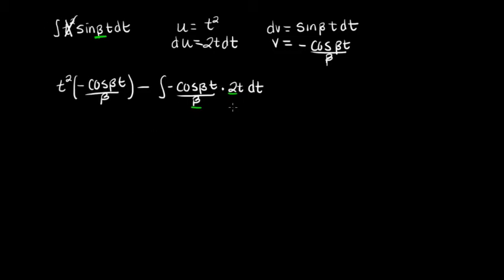So let's just go ahead and rewrite this before we move on. I have a negative t squared cosine beta t all over beta. I have a negative of a negative. We're going to go ahead and pull out the negative 1 over beta times 2, so 2 over beta. We are left with the integral of cosine beta t times t dt.